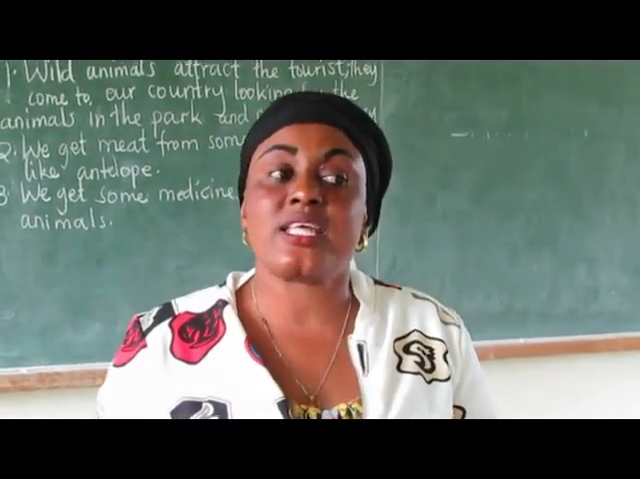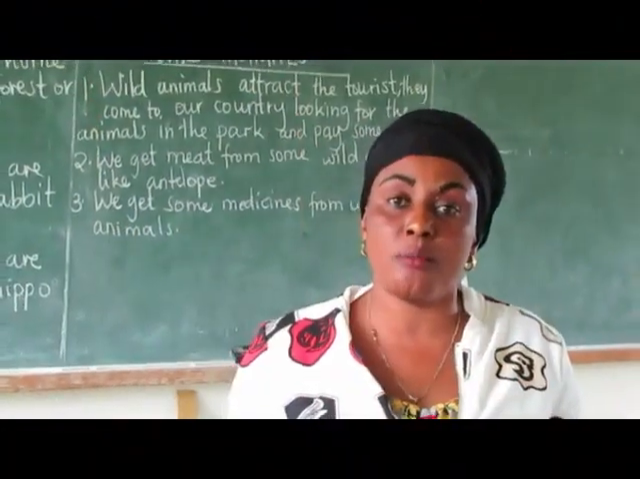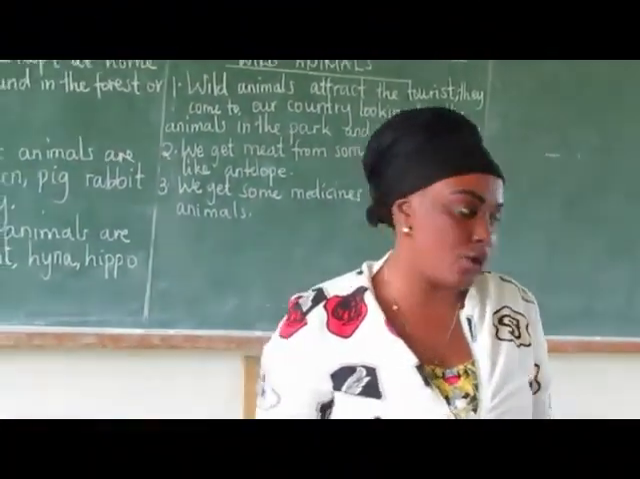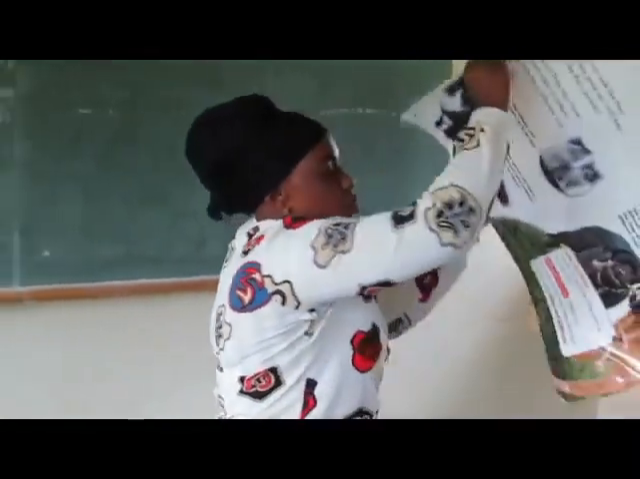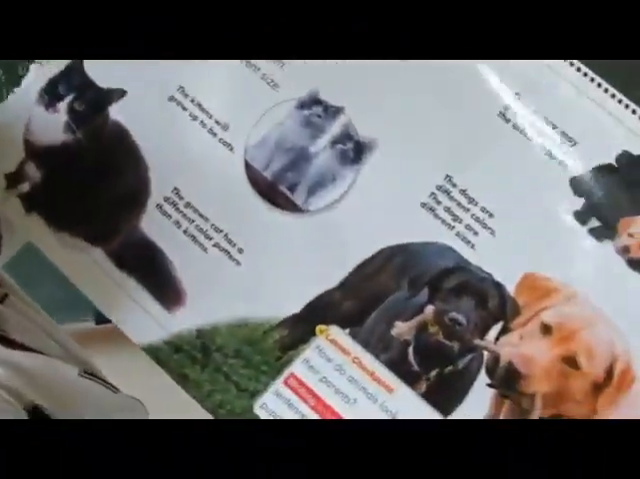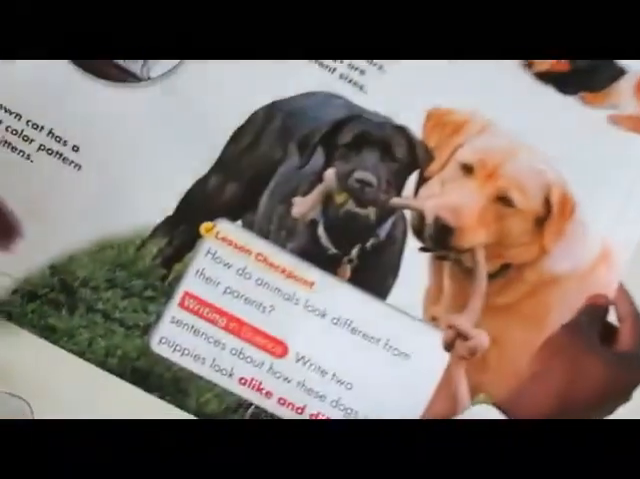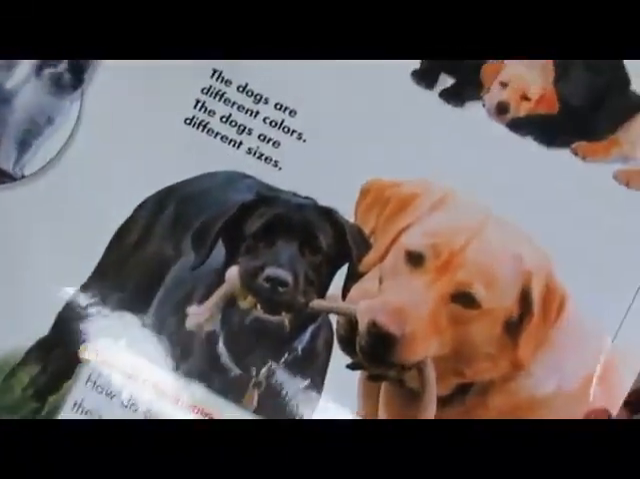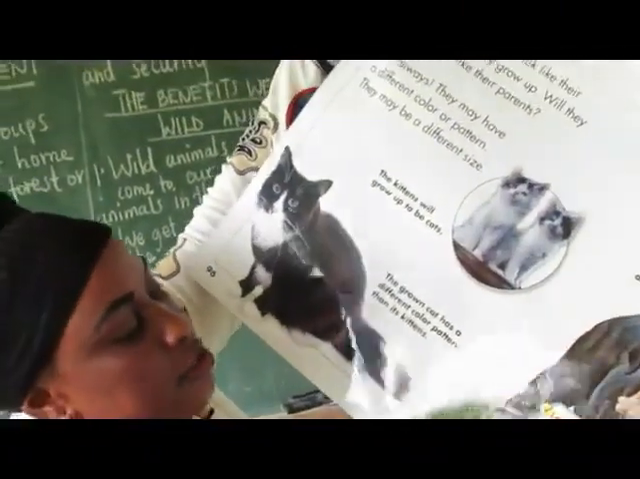Now let us see the domestic animals. The animals which we live with at home or which are found at home. I have some examples of the domestic animals. Here is a picture of some domestic animals. This one is a dog. All of you say dog. Do you know a dog? Good. This one is a cat. Say cat. Class, cat. Good.